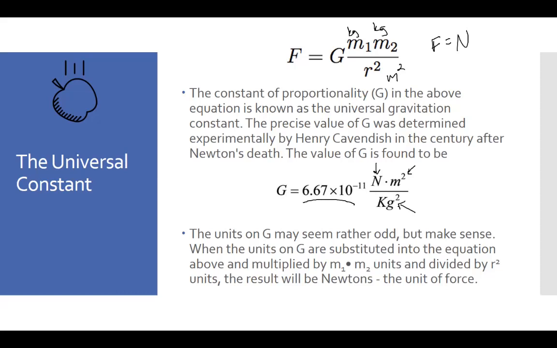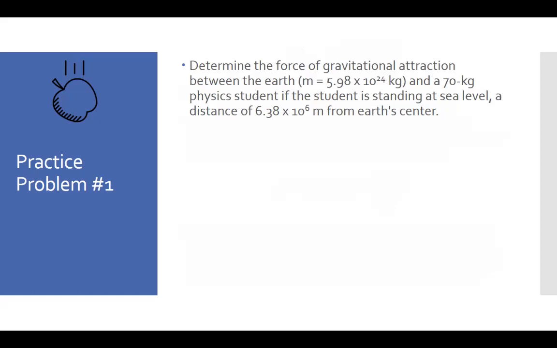Okay, so let's do a practice problem so you can try using it and we'll see how you do. So in this one right here, determine the force of gravitational attraction between the Earth, mass of 5.98 times 10 to the 24th kilograms, and a 70 kilogram physics student if the student is standing at sea level and the distance of 6.38 times 10 to the 6 meters from the Earth's center. Now, if you think about it and how we do center of mass and our free body diagrams, this should make sense. So we're using it based on distance to the center of the Earth, where the mass is concentrated.